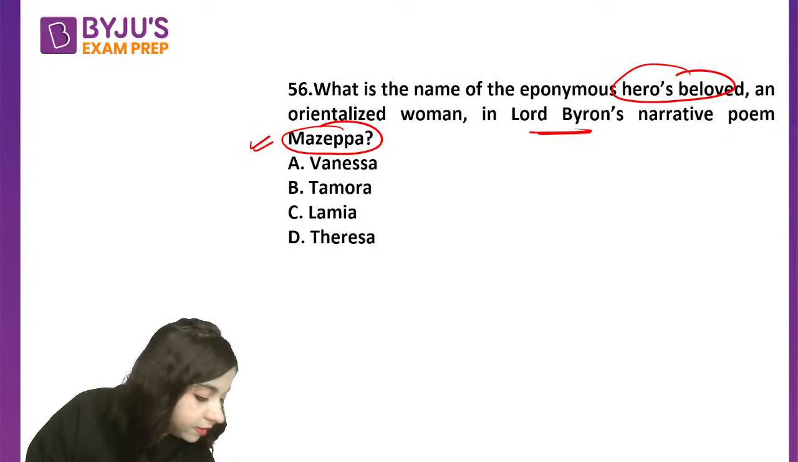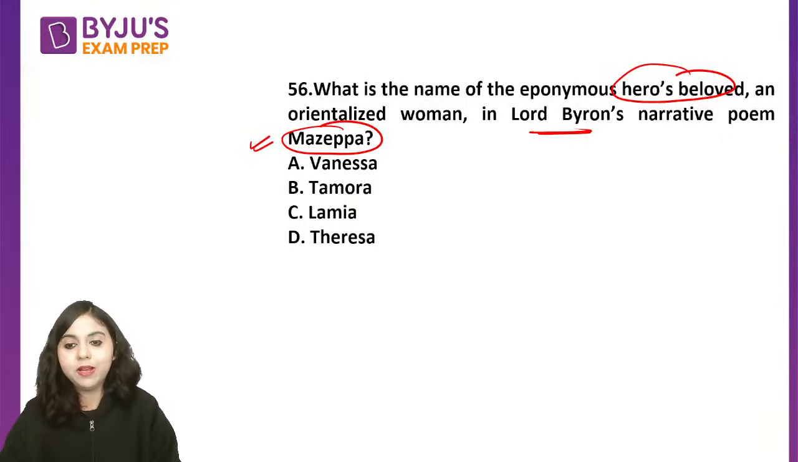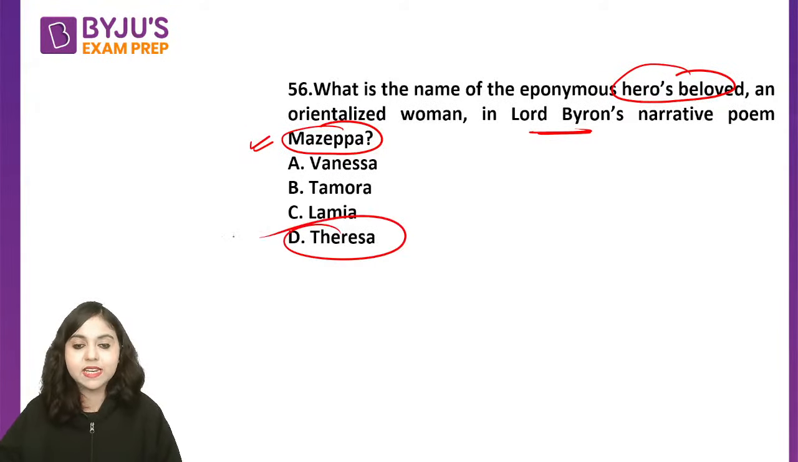What is the correct answer here? Yes, Priyanka Nag has answered it correctly. Priyanka Nag is absolutely right. Teresa is the correct answer, right?